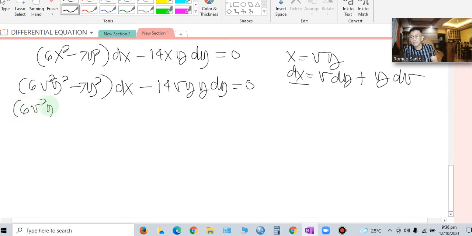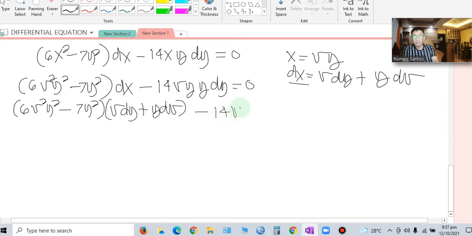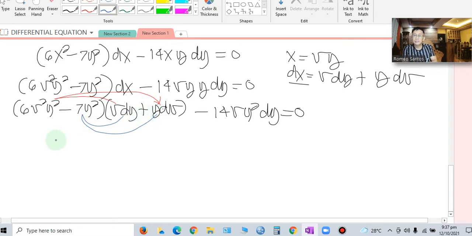So, palitan natin. So, we have now 6v squared y squared minus 7y squared dx. So, we have v dy plus y dv, okay, minus 14v y squared dy equal to 0. Okay, so yun, we have to multiply this. Ito pupunta dyan, ito pupunta doon. Ito naman, multiply dyan, multiply doon. Okay, so let us do it.